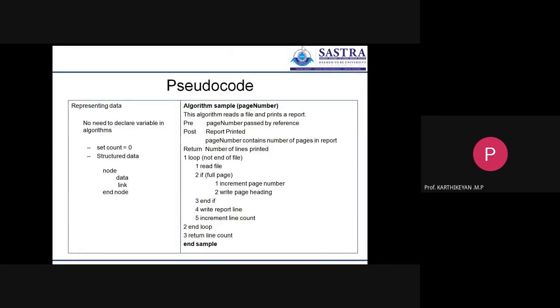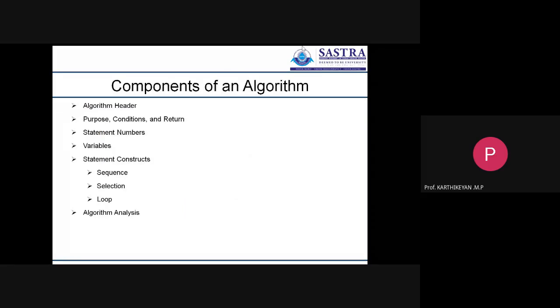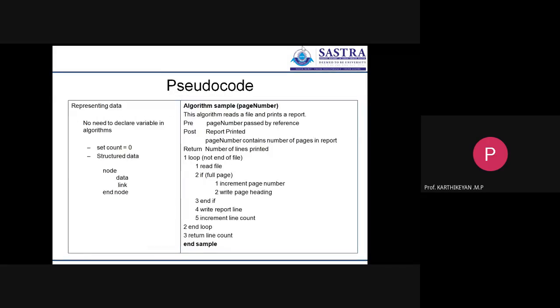After that, the description of the algorithm. What is the purpose of that algorithm that we need to write? Next, conditions: purpose, condition, and return. The purpose is what the algorithm is for. After that, the conditions, precondition and postcondition. Precondition means, before execution of the algorithm, what are the input parameter values and what is the condition for those values that we need to write. Page number passed by reference, so this is the condition. And you can specify page number is greater than 0 or page number is within this range. That you can also mention in the precondition.